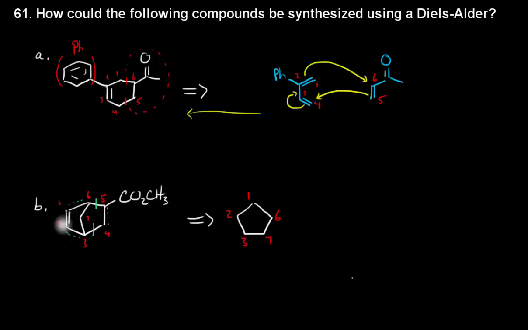We know we used to have a bond between 1 and 2. We're going to end up having a bond between 1, 6 and 2, 3. So let's go ahead and draw that in: 1, 6 and 2, 3. There's our diene. And we know we have a dienophile between 5 and 4. So 5 and 4, and then we have this ester group right here as the dienophile.